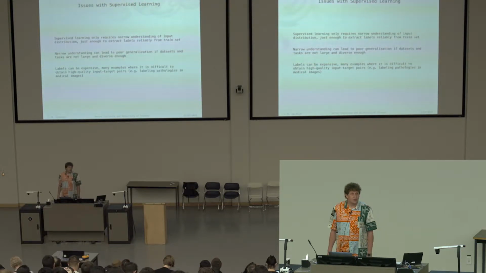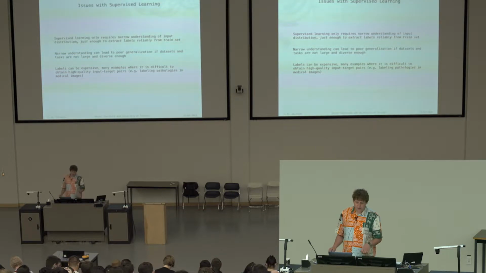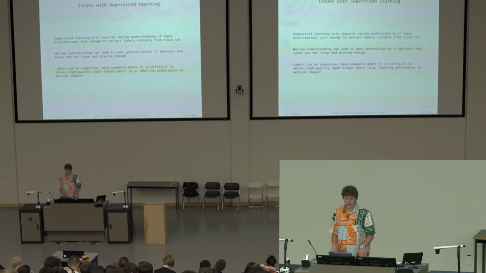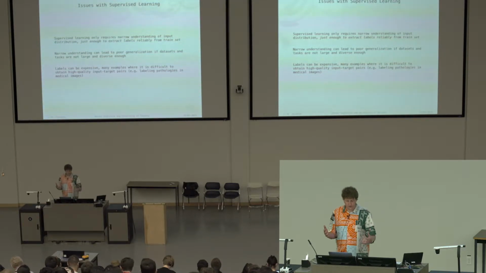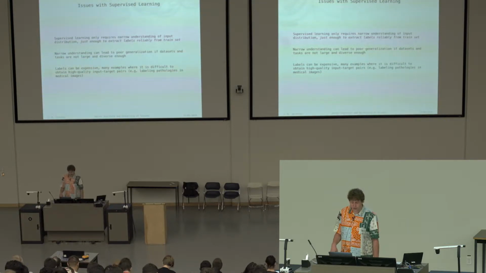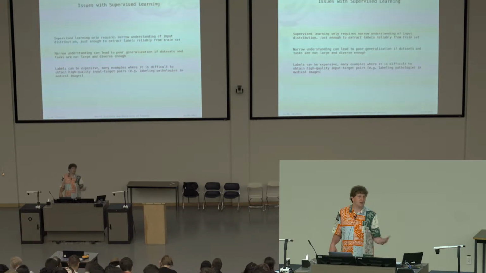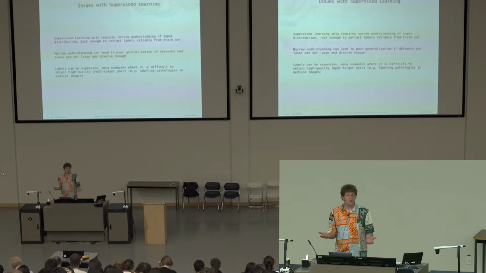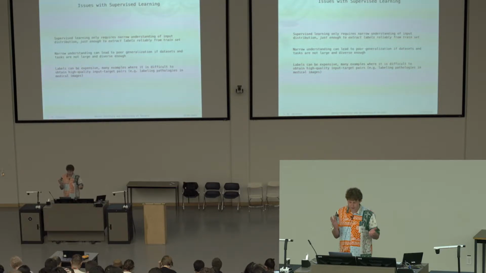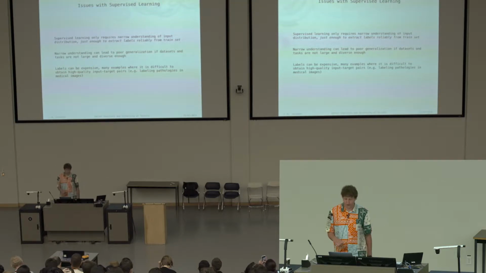Right, so there are some issues with supervised learning. First of all, supervised learning only requires a narrow understanding of the input distribution of your data set, just enough to extract labels reliably from your train set. This narrow understanding can lead to poor generalization if data sets and tasks are not large and diverse enough. And also, labels can be expensive. Many examples exist where it's difficult to obtain high-quality input target pairs. For instance, if you need to label pathologies in medical images, you need a specialist that does that. It's very expensive and very cumbersome.